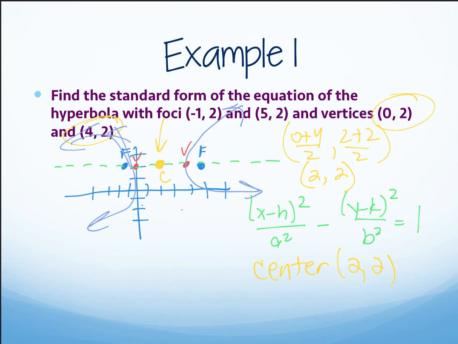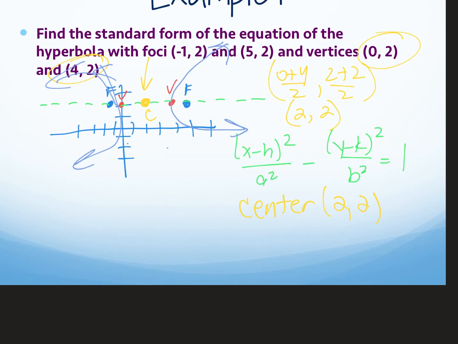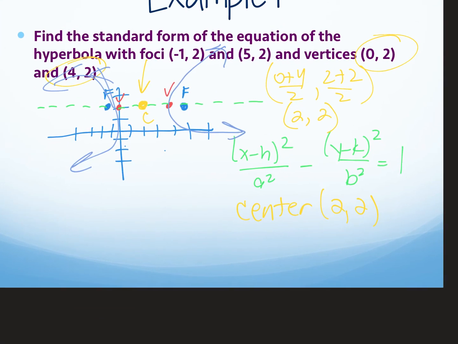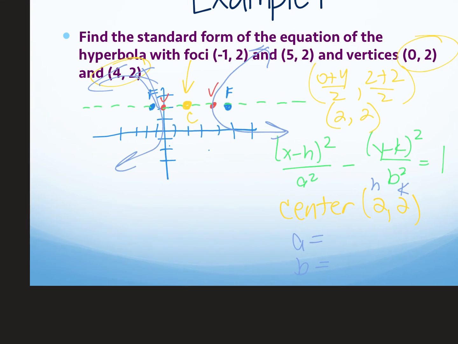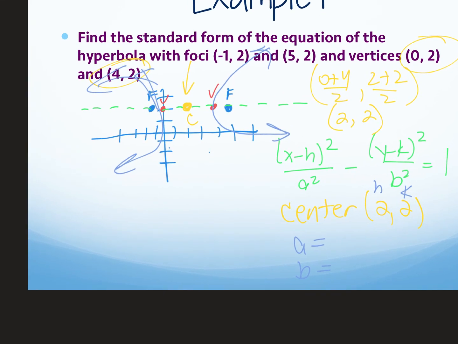So now, in order to write the equation, we have to have our center, which we have. This is my H and this is my K. And then I have to have my A and my B. So let's figure out what that is. Remember, your A is your distance from the center to the vertices. So again, you can either count or you can mathematically figure it out. How many spaces did I go from here to here? So my A value would be 2.